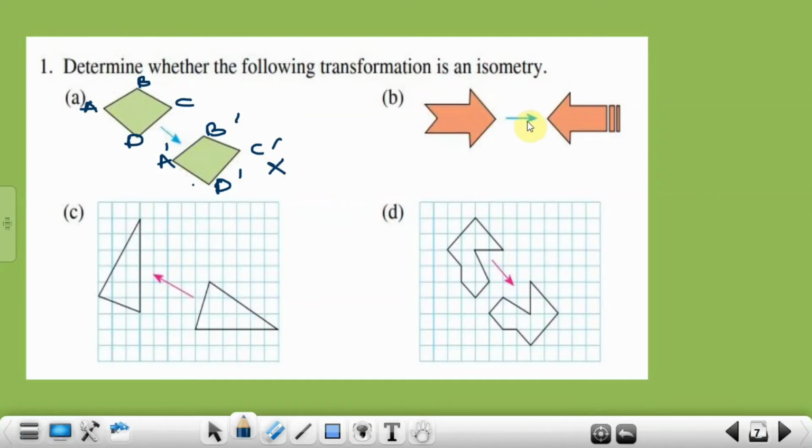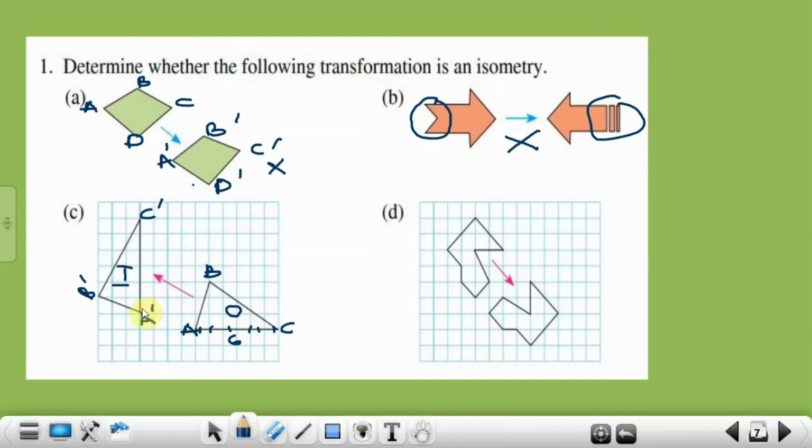Let's look at B. Is this the same shape? No, it's different here. So this is also not isometry. For C, this is the object and this is the image. You must name all the vertices A, B, C, and this is A prime, B prime, and C prime. To make sure whether it is the same size or not, you need to calculate the length here. How many boxes here? This is 1, 2, 3, 4, 5, 6.